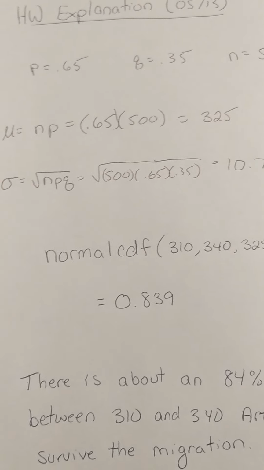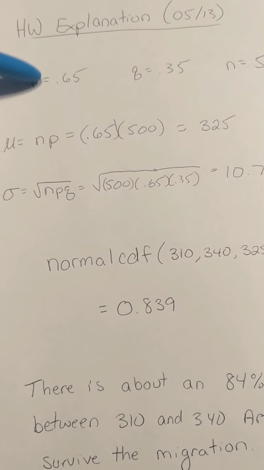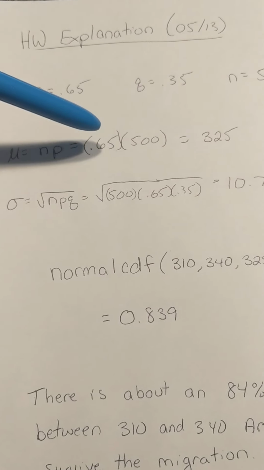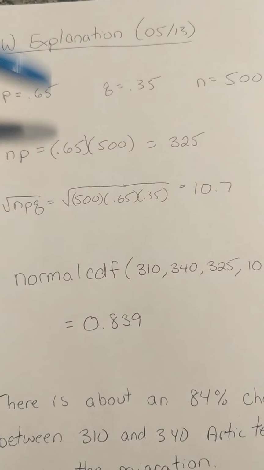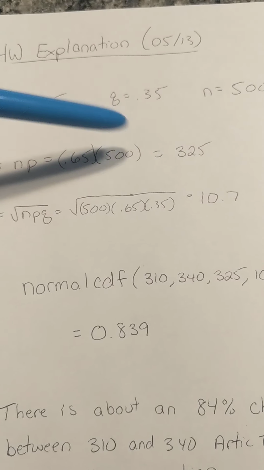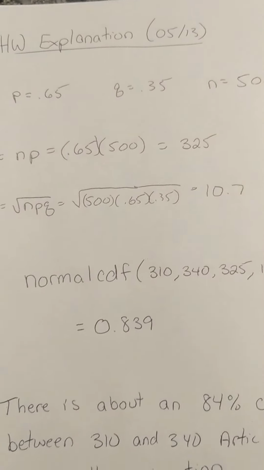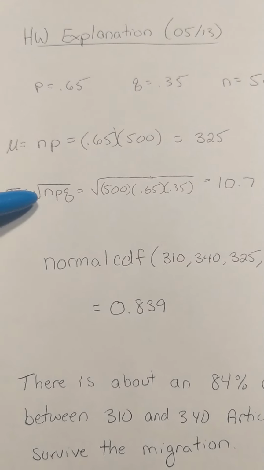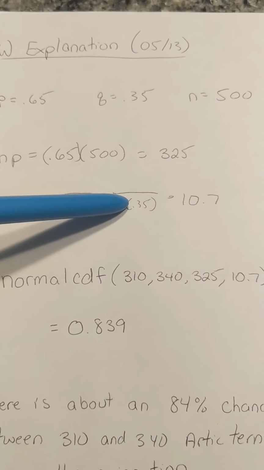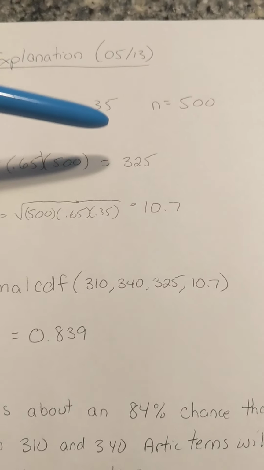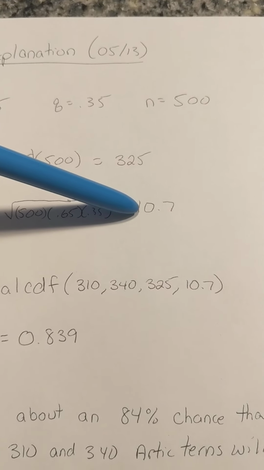Now, in the latest extension, I explained how to find the mean and the standard deviation given this information. So the mean was n times p, so 65% are expected to survive, so 65% of 500 is 325. So we're expecting 325 Arctic terns to survive. So if we had a normal curve, this 325 would be at the peak. Standard deviation, the square root of n times p times q, or the square root of 500 times 65% times 35%, so 10.7. So we're expecting 325 Arctic terns to survive, give or take about 11 Arctic terns.